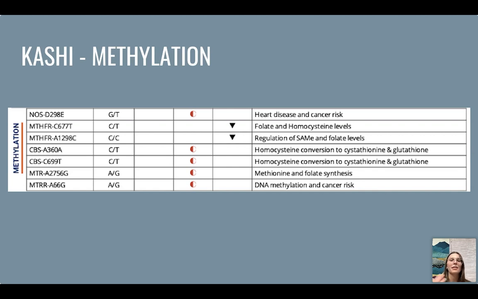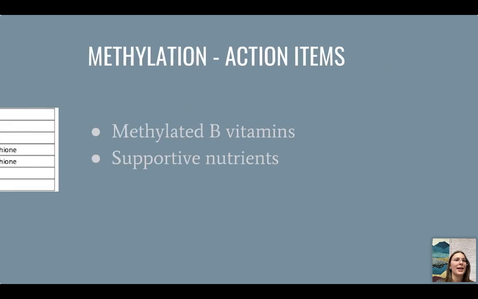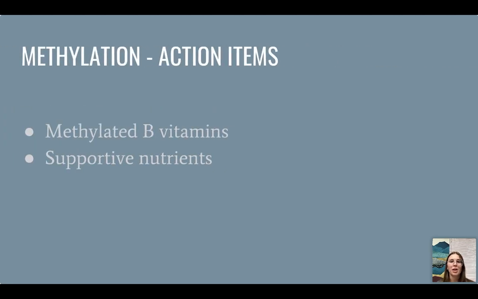And then lastly, since I skipped over it, back up at the top, you have that NOS D298E, which is similar in function to the NOS gene we talked about in the heart section. It helps to regulate nitric oxide synthesis and blood pressure. Going back to the action items, we talked about methylation, and giving methylated Bs is a really good action item. There might be some other nutrients that help to support those pathways. Trimethylglycine is usually a pretty good option for treatment as well, depending on your results, of course.